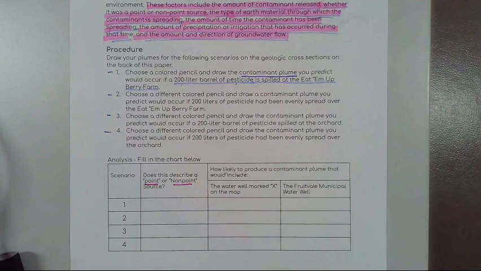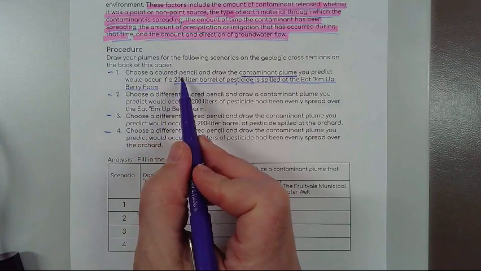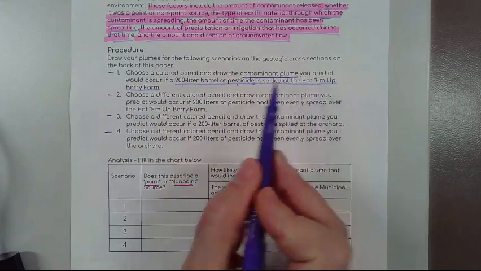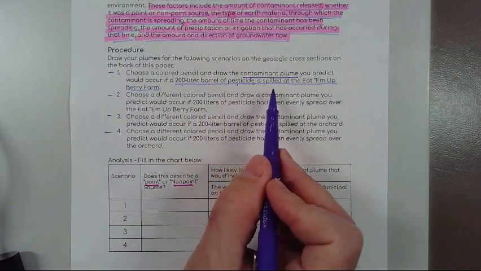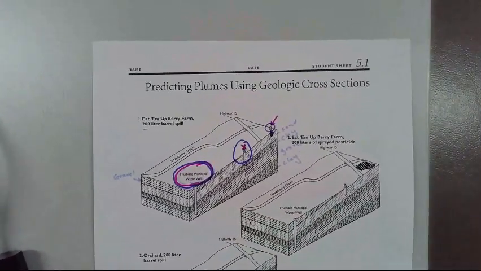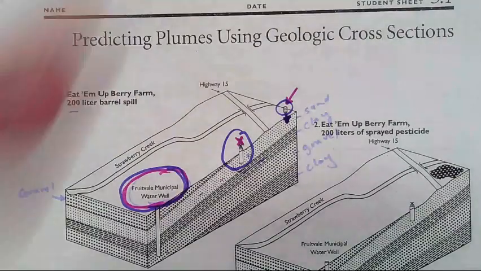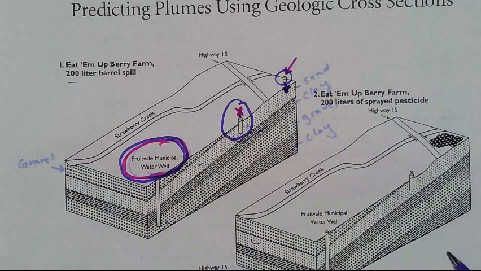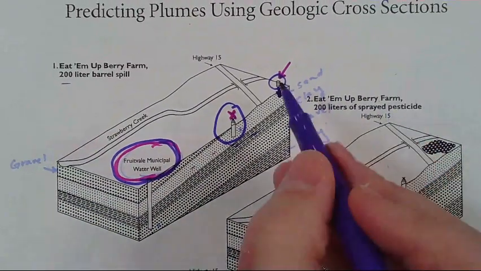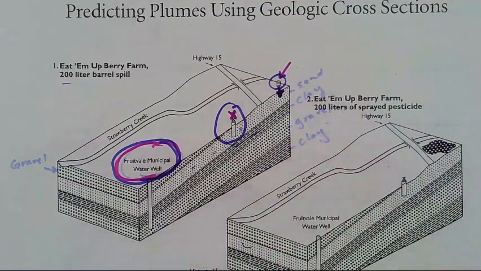3, and 4. So the first scenario I'll go over with you says choose a colored pencil and draw the contaminant plume you predict would occur if a 200-liter barrel of pesticide is spilled at the Eat 'em Up Berry Farm. If I turn the paper over, you will see, and I'm going to zoom in a little bit here, this is the cross section for the first scenario. This area is the location of the spill.